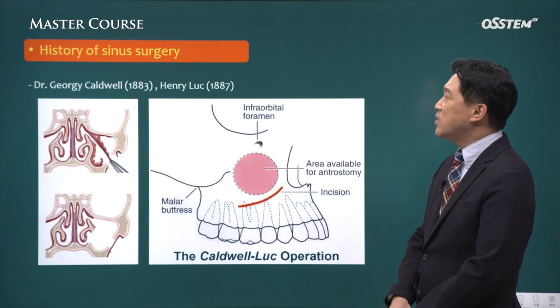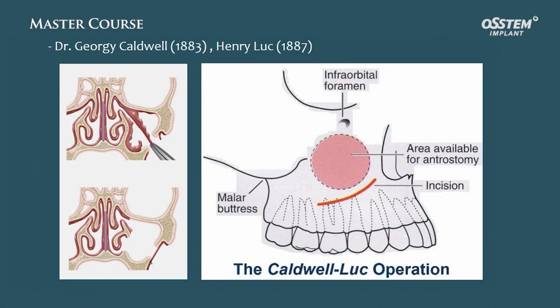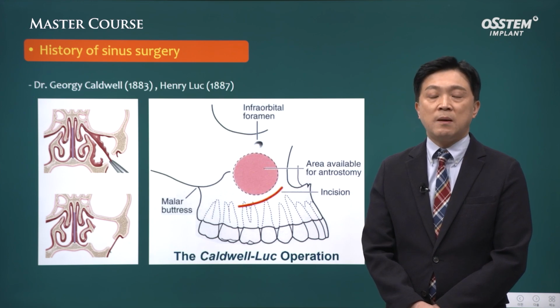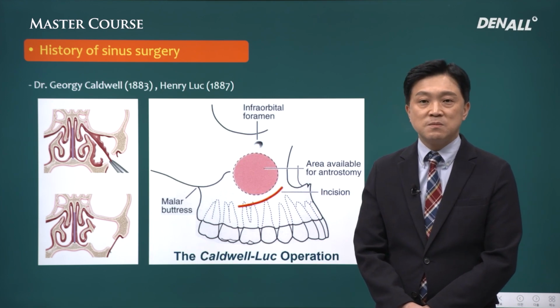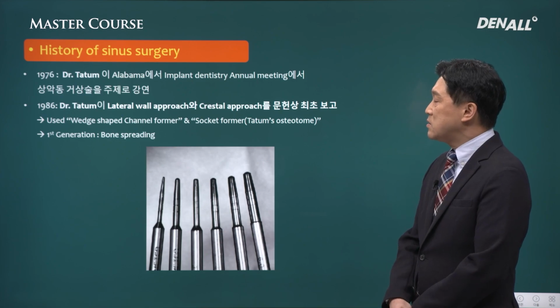In the past, when there was a sinusitis, sinus surgery was the only option to treat these symptoms. In the 1800s, Caldwell and Luke introduced this surgical technique, and in the early days, the Caldwell-Luke operation was performed. Antrostomy type of sinus surgery was performed only. With the introduction of implant treatment, surgical techniques to regenerate bone within the sinus cavity became introduced.